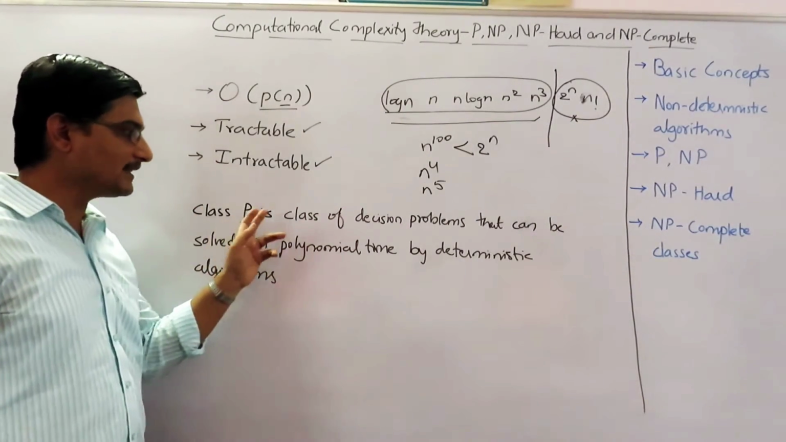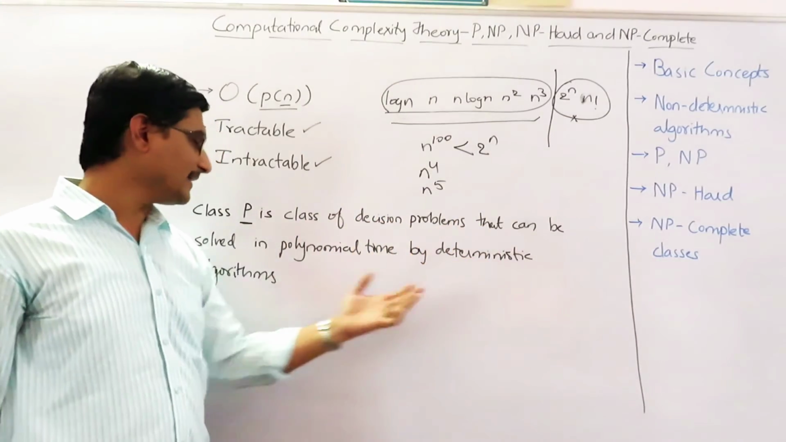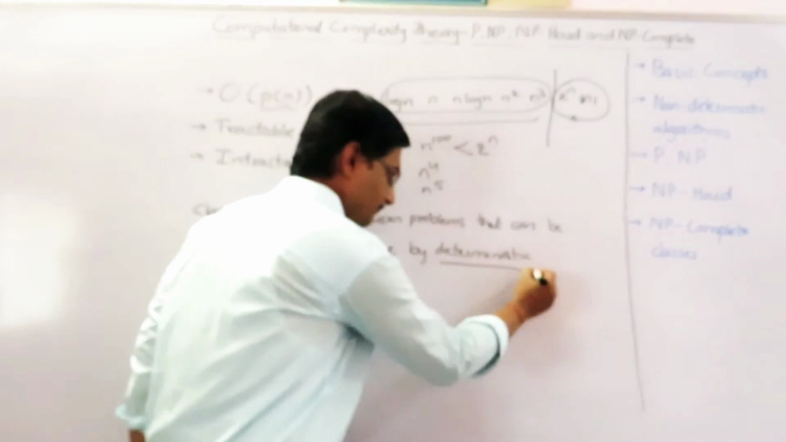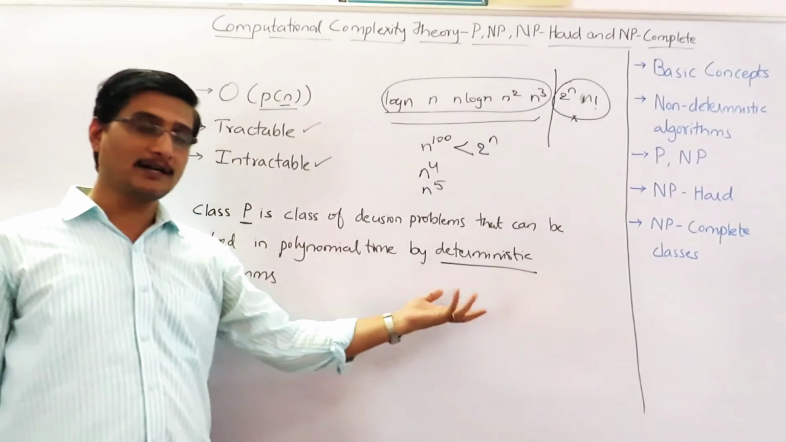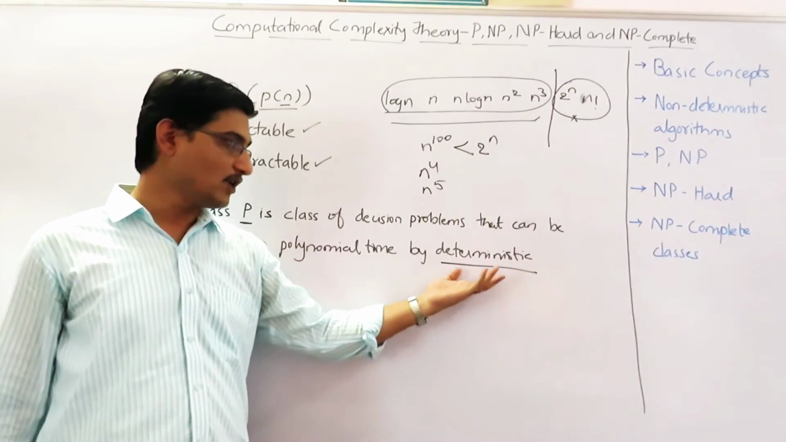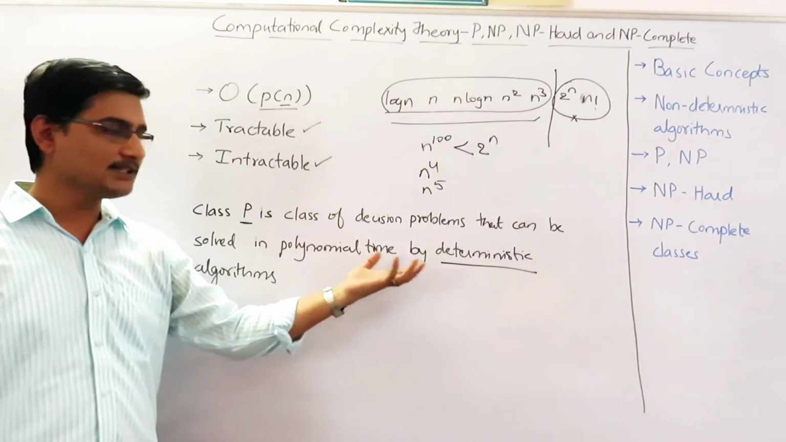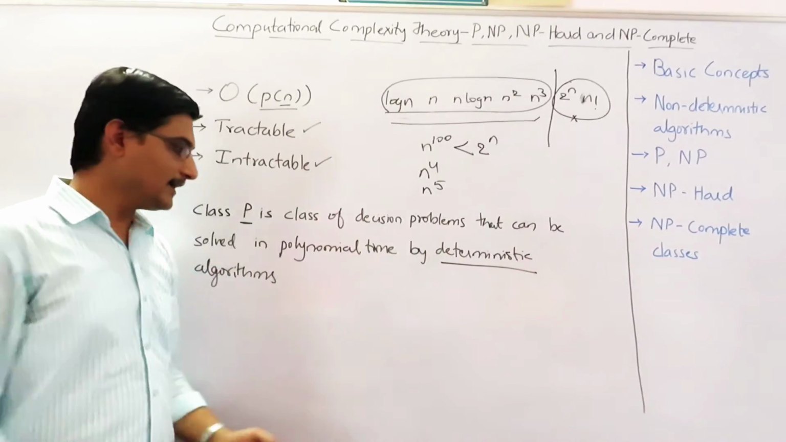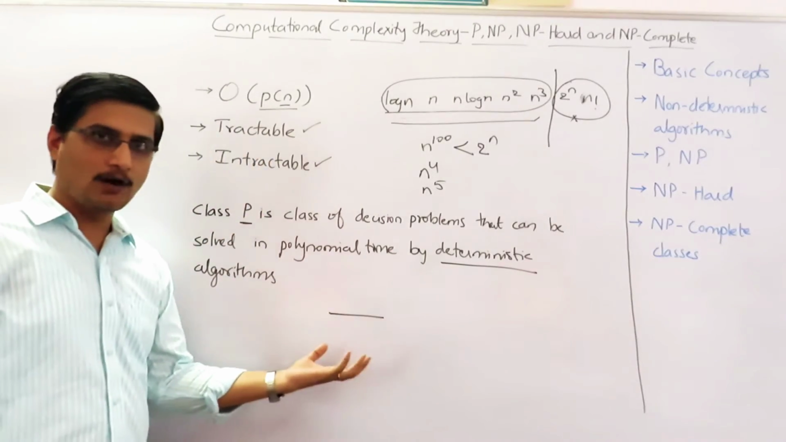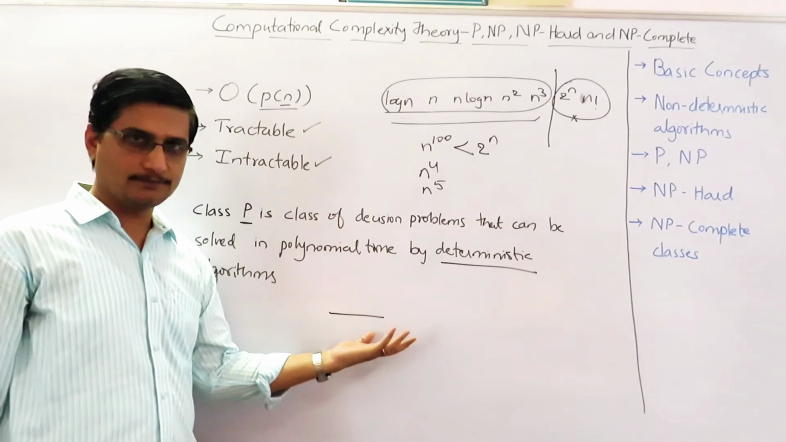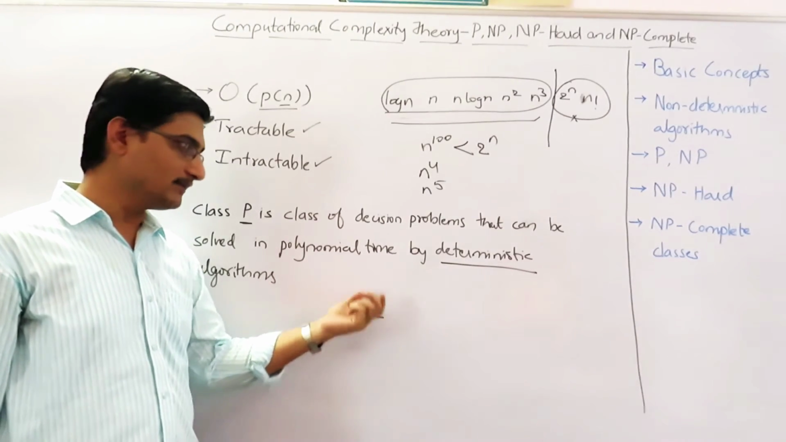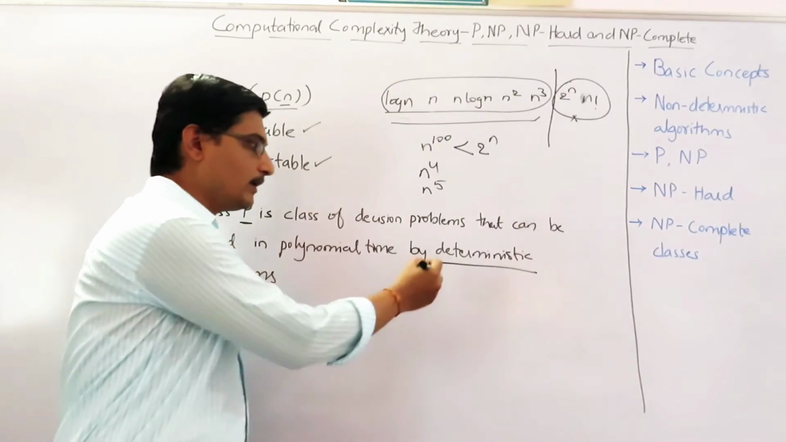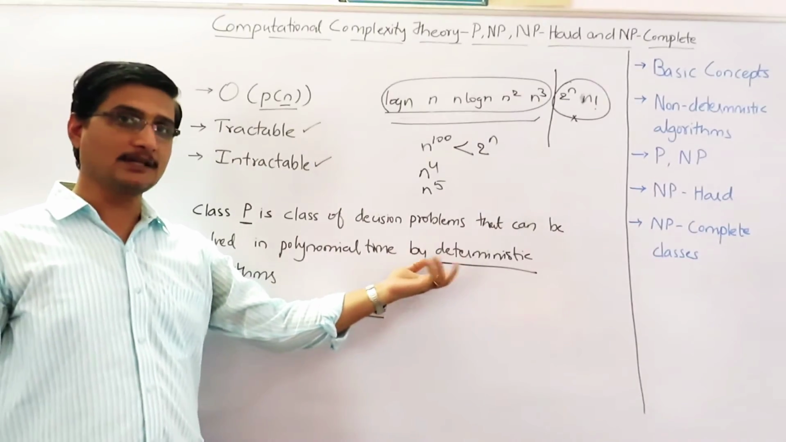If there are that kind of problems, we say that is class P. That is class P: the set of decision problems that can be solved in polynomial time by a deterministic algorithm. We have not yet discussed what is deterministic and what is non-deterministic. We will go for that. Deterministic simply means that it definitely says something. If there is an instruction in the algorithm, it gives a proper output, then it is deterministic, and it knows what will happen. So that is what we call deterministic.